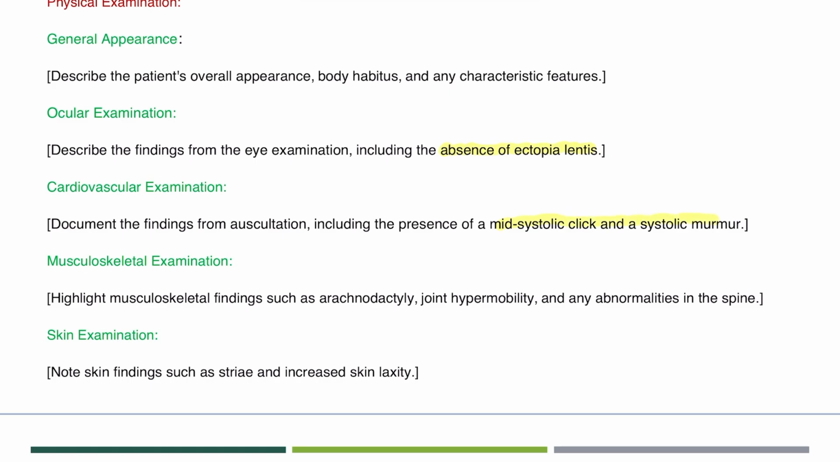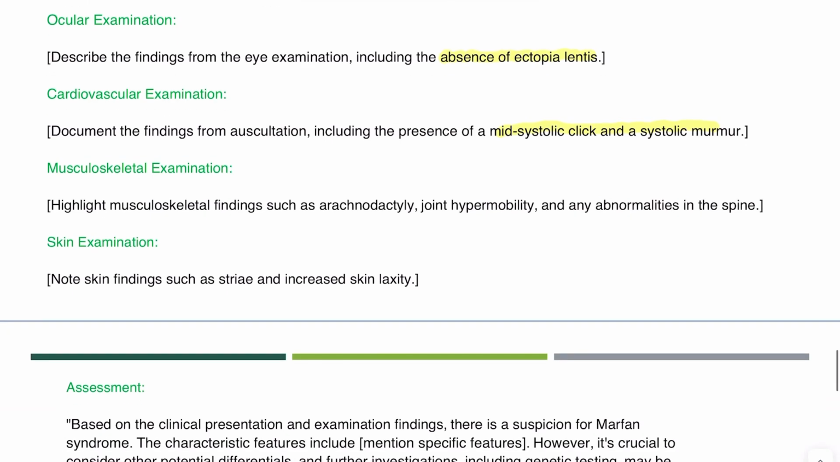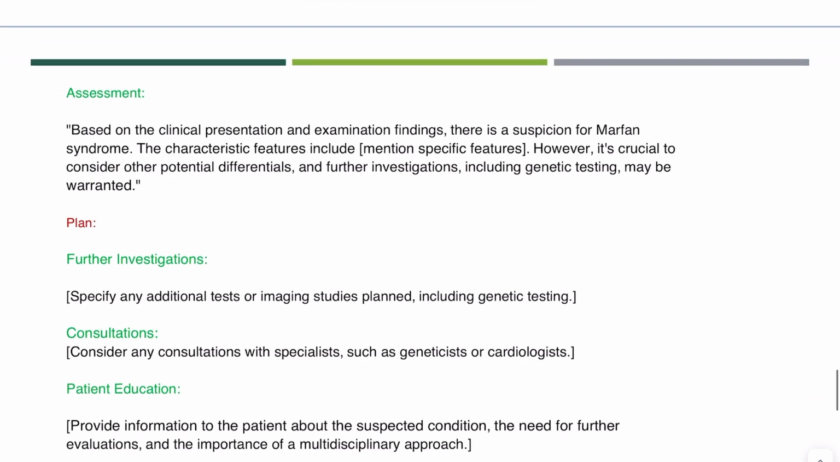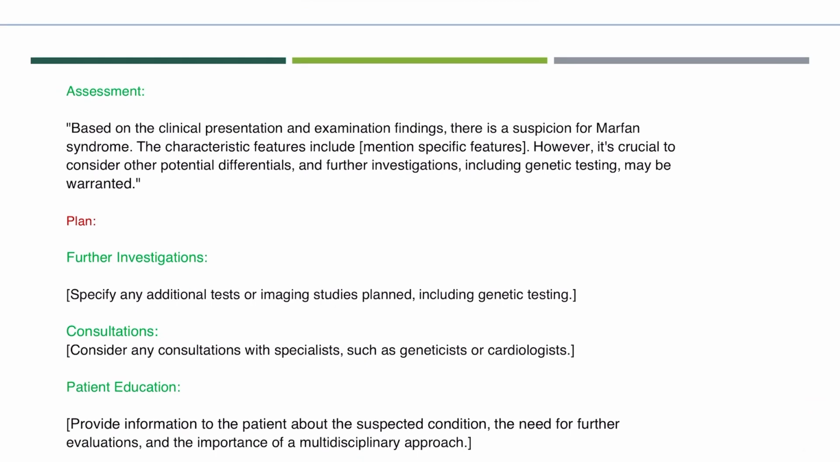And musculoskeletal: we're going to talk about the arachnodactyly, joint hypermobility, any abnormalities in the spine, and increased skin laxity. So in the same order, you're going to present all your positive findings, and then give your assessment. Based on the clinical presentation and examination findings, there is a suspicion for Marfan syndrome, and the characteristic features include these. However, it is crucial to consider other potential differentials, and further investigation, including genetic testing, may be warranted.